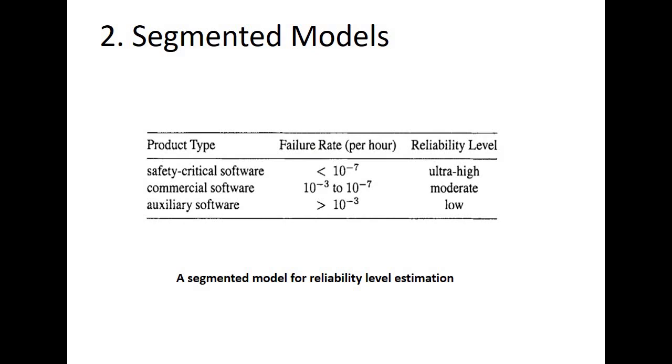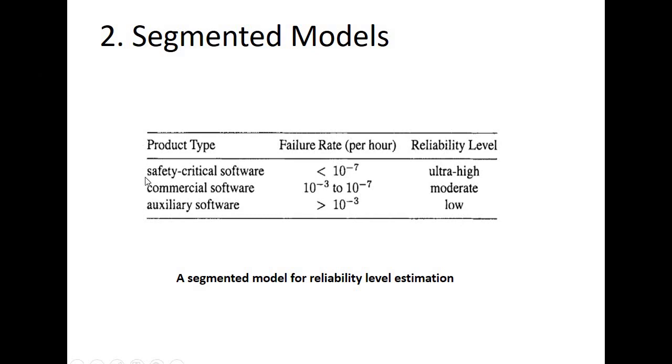Now this is one example of a segmented model for reliability level estimation. Let's say for a product, the categories are safety critical software, then commercial software, and then auxiliary software. So three categories we have. Then we have failure rate under this, and then reliability level, which can be ultra high, high, moderate, or low. So this gives you an example of a segmented model based on some amount of empirical data which estimates the reliability level for the different product segments. Three particular product segments we have.